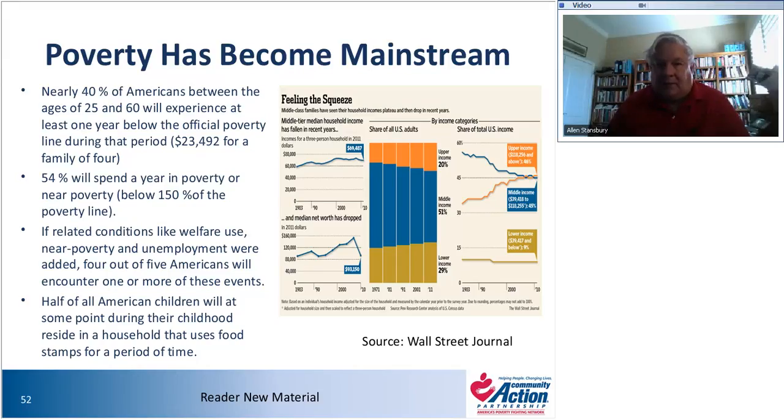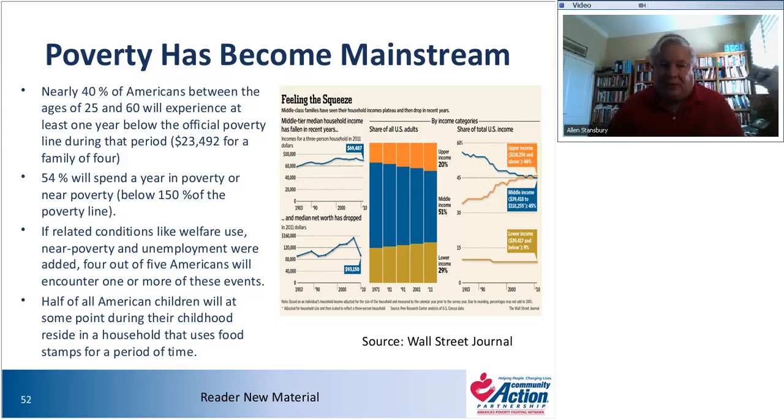And here we note that 40% of Americans between the ages of 25 and 60 will experience at least 1 year below the official poverty line. And that's $23,492 for a family of 4. That's 40% of the American population. 54% will spend a year in poverty near the poverty line or below 100%, below 150%. If related conditions like welfare use, near poverty, and unemployment are added, 4 out of 5 Americans will encounter one or more of these events.